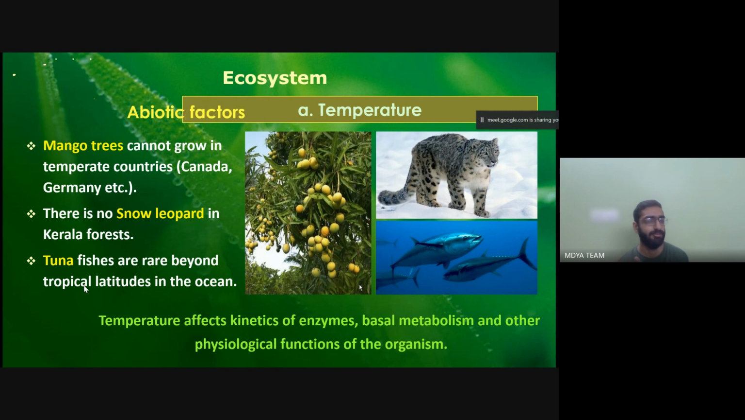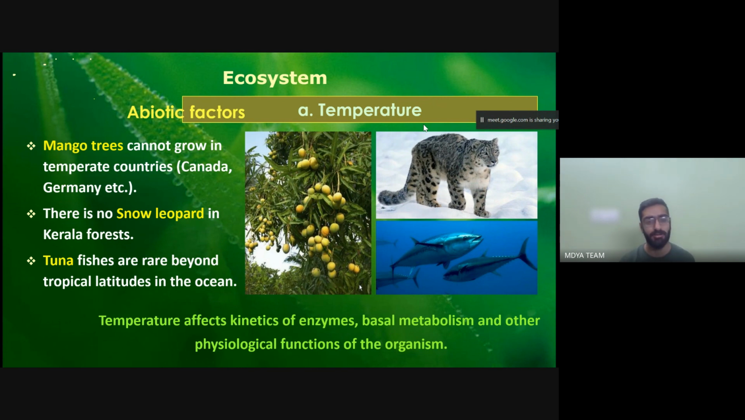Okay, as you can see, you can see the snow leopard in the picture. Okay, you cannot find them in the Kerala forest because the temperature that the snow leopard is able to withstand is very low, while it is very high in the Kerala forest. So it is not able to live in that region.